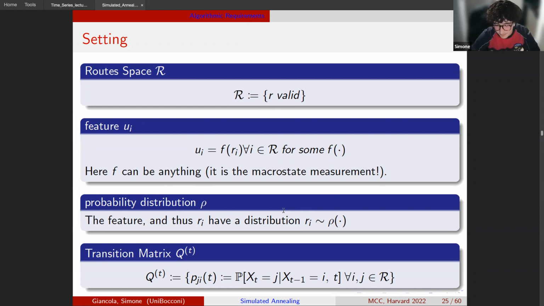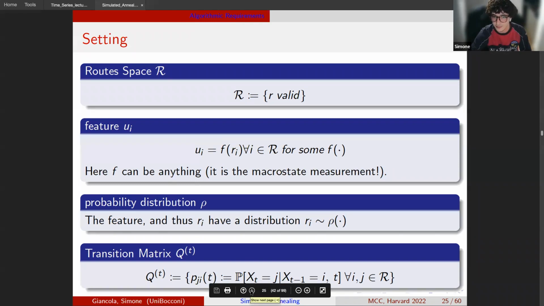Given that this macro state, the energy, the distance, is common to many routes at the same time, or to some routes, we could assign some kind of probability distribution to the routes given the feature. If we think of a system that samples distributions, that samples a distribution of routes given another one, we also need to define this transition matrix, which just says that from a point to another, we will have a probability of getting to a configuration given another one at the previous step.